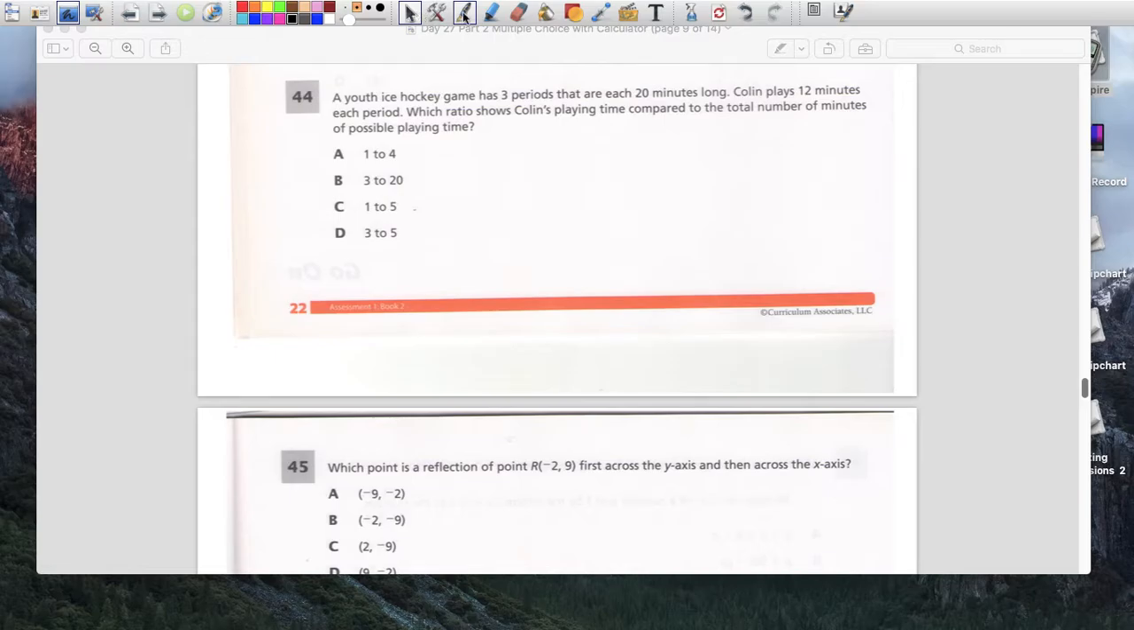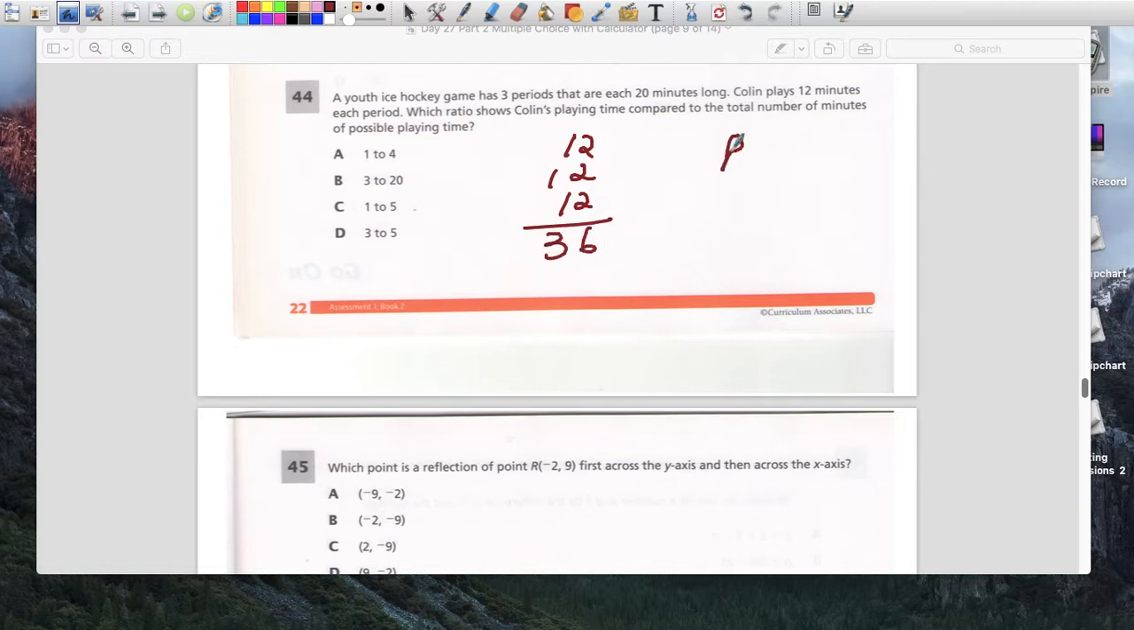44. A hockey game has 3 periods of 20 minutes each. Colin plays 12 minutes each period. Which ratio shows Colin's playing time compared to total minutes of possible playing time? Well, Colin played 12 minutes 3 times. There's 3 periods, so he played 12 minutes in the first period, 12 minutes in the second period, and 12 minutes in the third period for a total of 36.